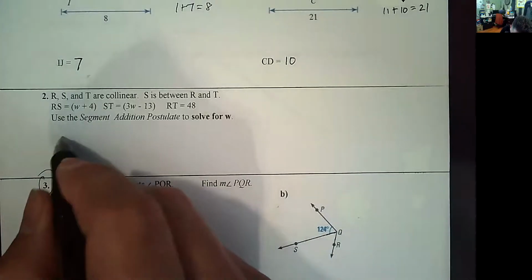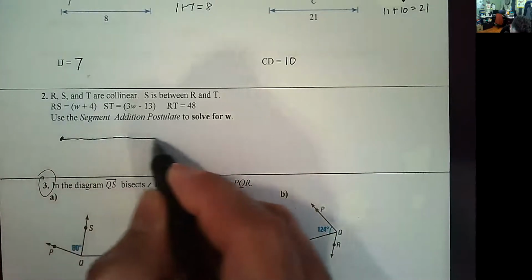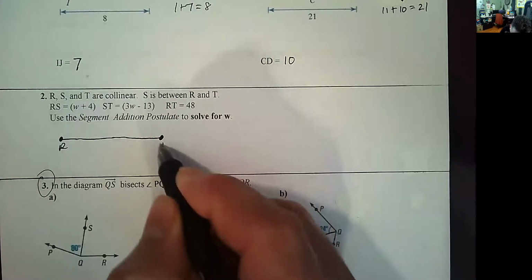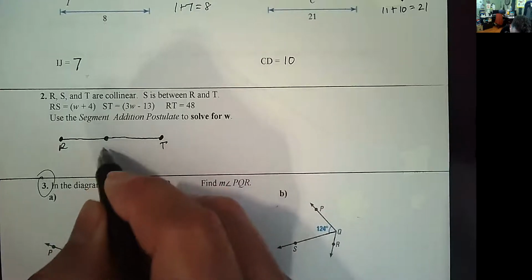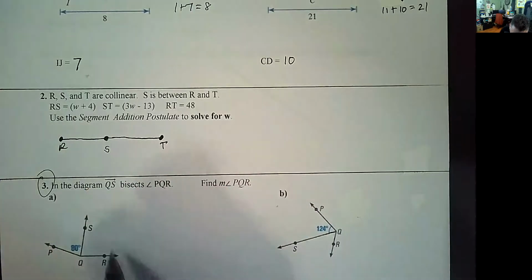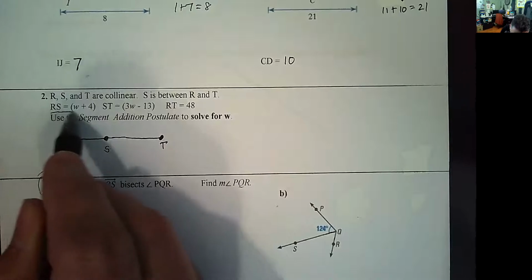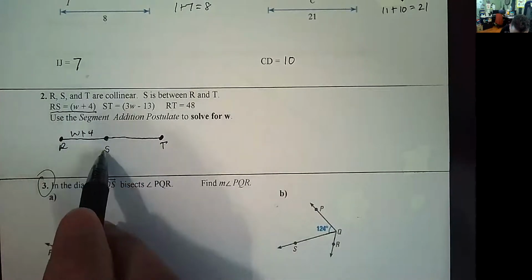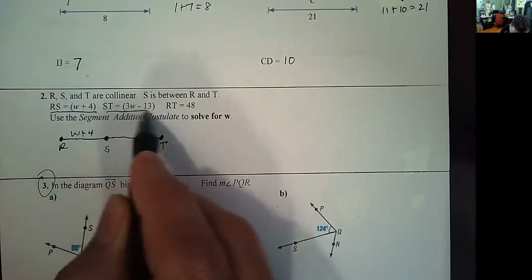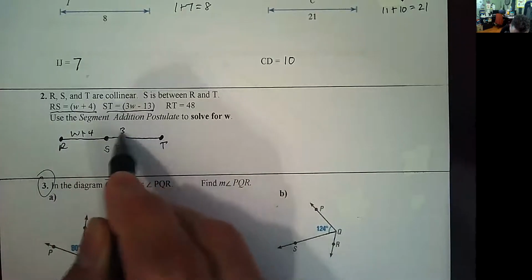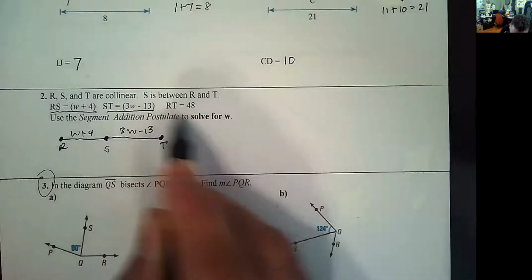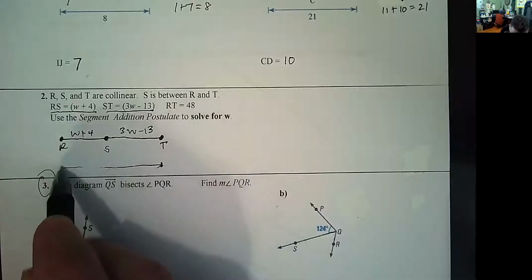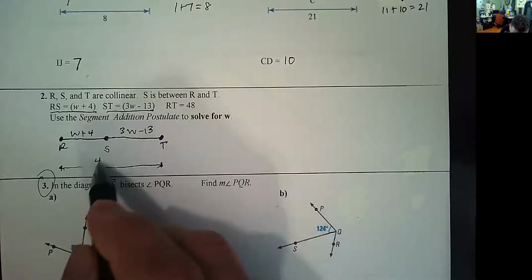Still the same idea. There's no diagram there. I'm going to put the diagram in to make more sense of it. We have these 3 letters, R, S, T, and then it does tell us S is in between R and T. And then they give us the lengths of these. RS is W plus 4. Here's RS. ST is 3W minus 13. And then RT runs from here to here, all the way across. They tell us that's 48.